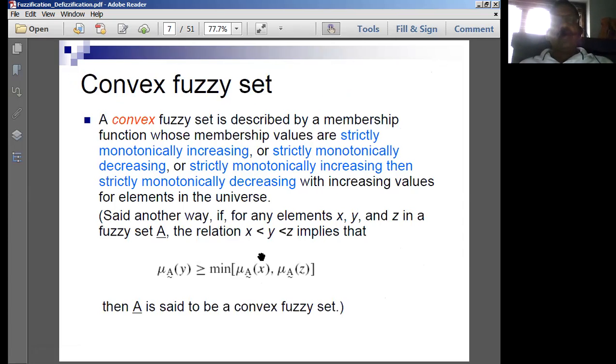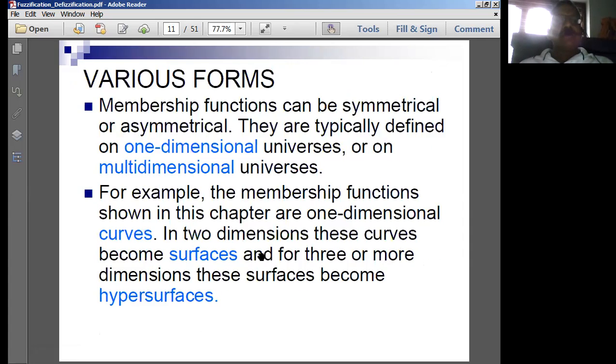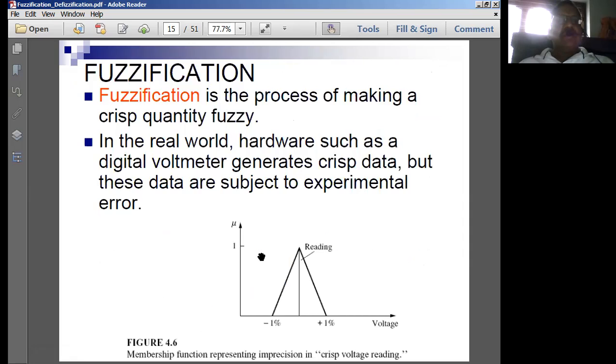Then there are other fuzzy sets called convex fuzzy sets, which are not in the syllabus, so I'm skipping this concept. The next concept in the syllabus, in the third unit, is fuzzification and defuzzification. In fact, defuzzification is unit number 4. So first of all, you should know about fuzzification.